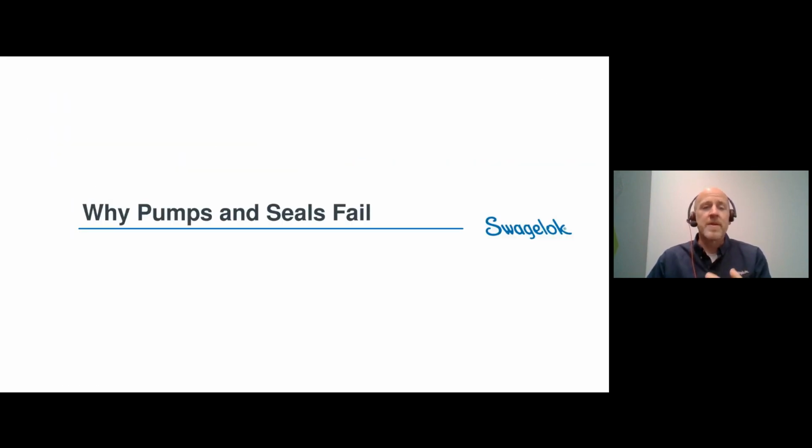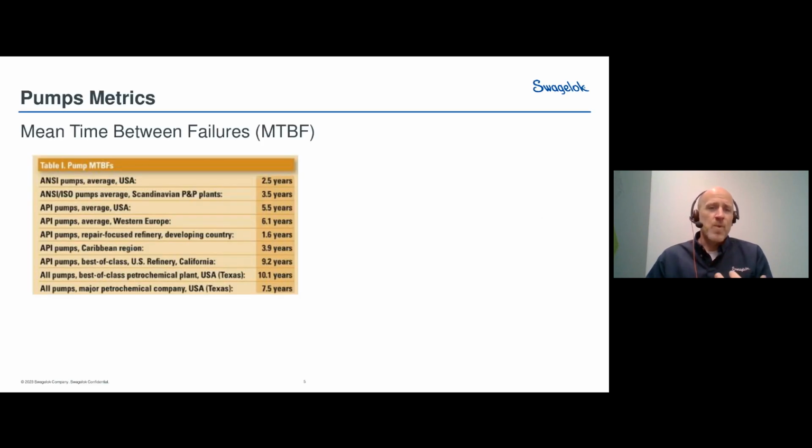So first of all, let's talk a little bit about pumps and why they fail. So here is a chart that came out of a leading publication for pumps, and it gives an overview of what is the mean time between failure on average for different industries, different locations, different facilities that maybe have different focuses. And as you can see, it really ranges quite a bit. So for example, there's one repair focused refinery in a developing country where their mean time between failure on pumps is only 1.6 years. So every 1.6 years on average, a pump is going to go down and they need to fix that. And of course, there's not only the cost of repairing the pump associated with that, but then also potentially lost production as well.